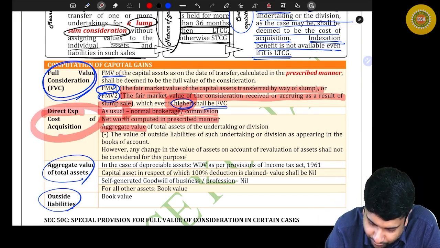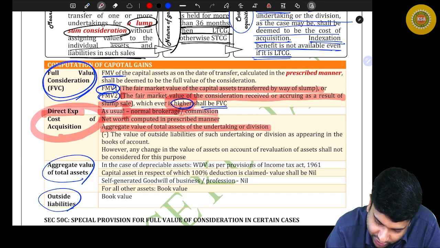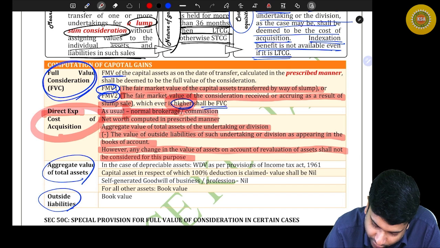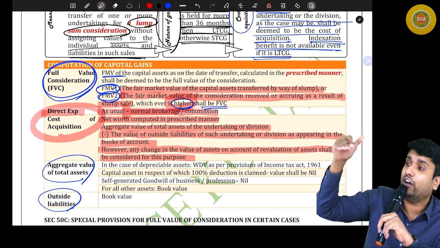That is the aggregate value of the total assets with the undertaking or division minus value of outside liability for such undertaking or division as appearing in the books of accounts. However, any change in the value of asset on account of revaluation of the asset shall not be considered for this purpose. You have to remove the effect of revaluation.